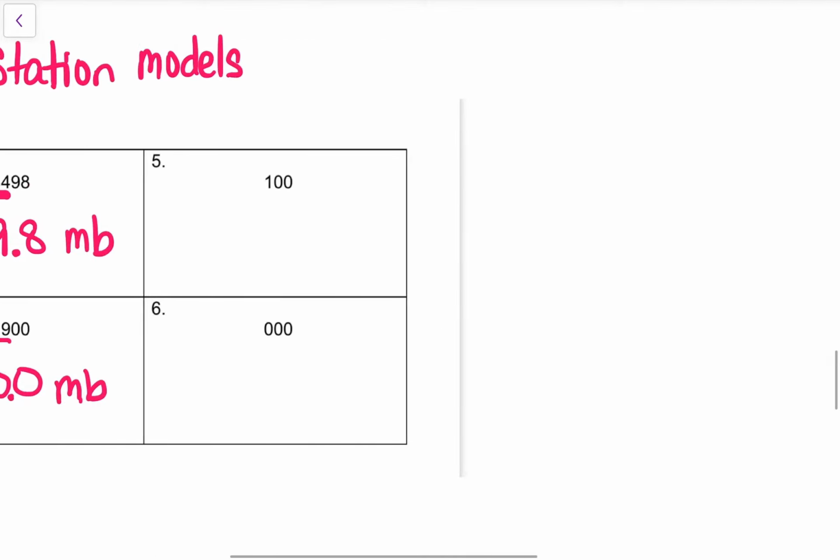Two last problems. Here I have 100. I look at the first number. 1 is less than 5, so I put a 10. Then I copy the number exactly as it is. And then I can go ahead and add a decimal point between the last two numbers. Here I would get 1010.0 millibars.